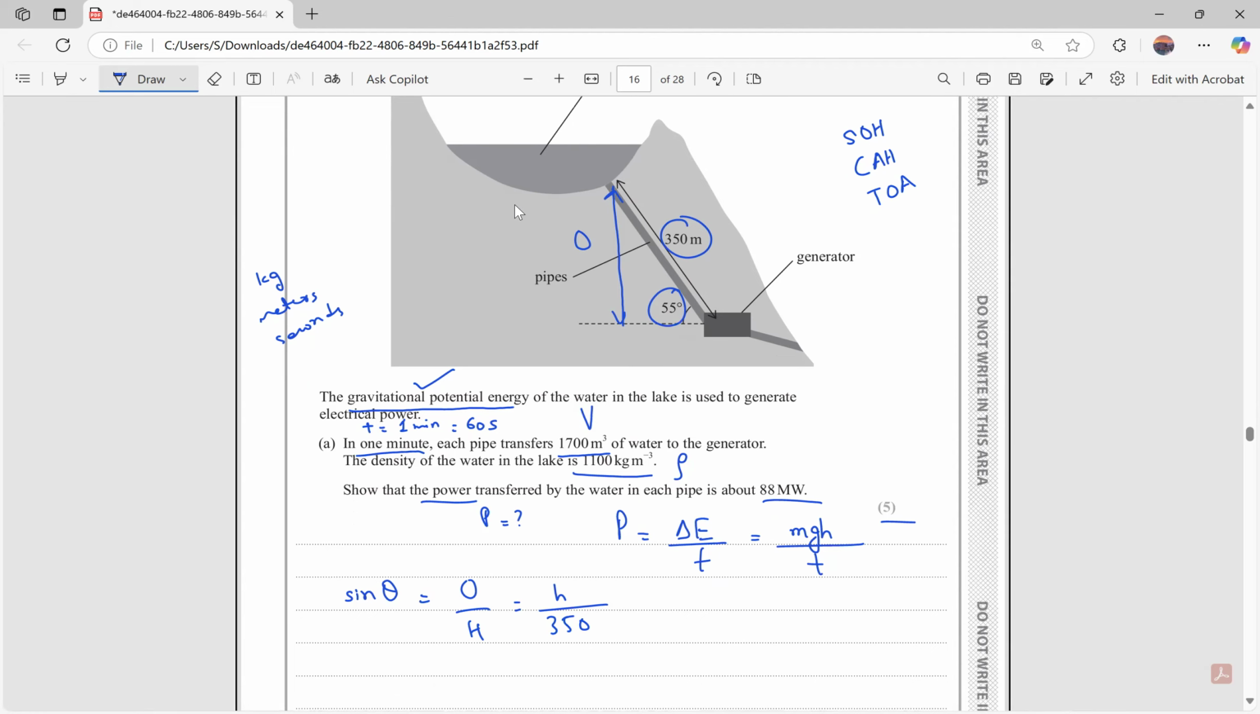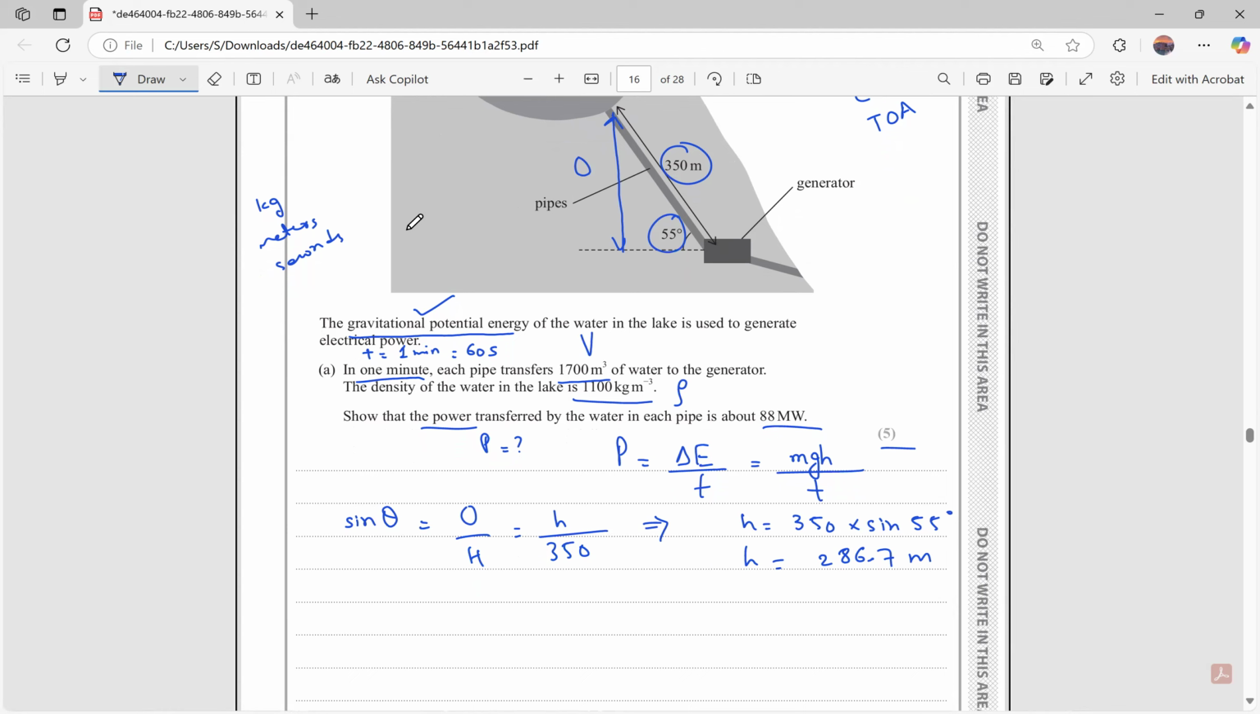So the height would be 350 times sine of theta, and the theta is 55. So the height would be 286.7 meters. So we have the height. Now the missing thing is mass. We know the volume and we know the density.